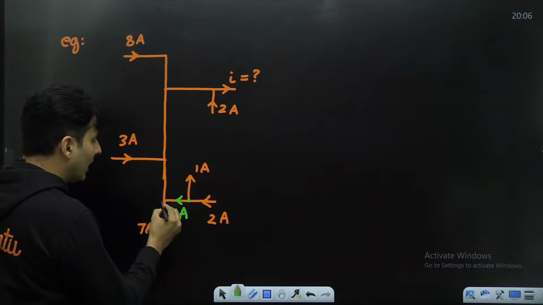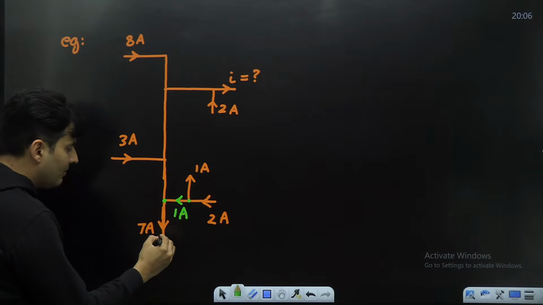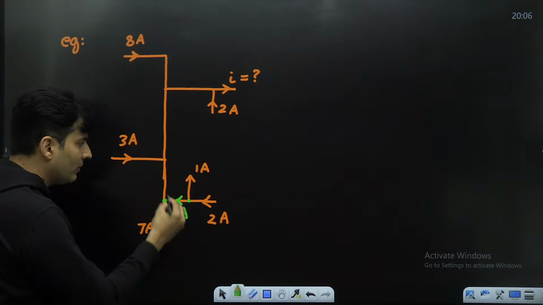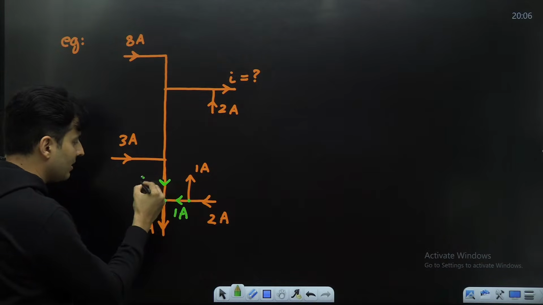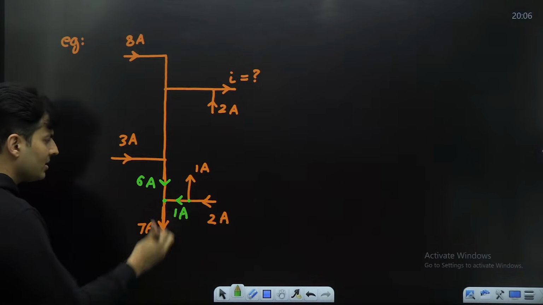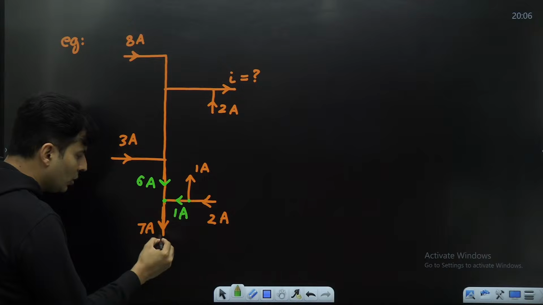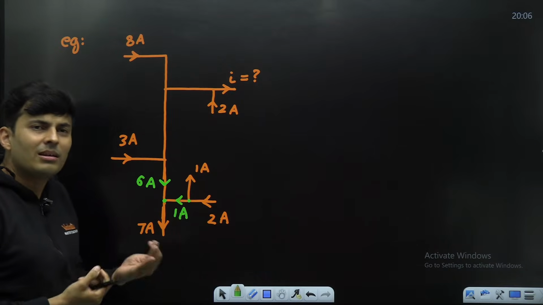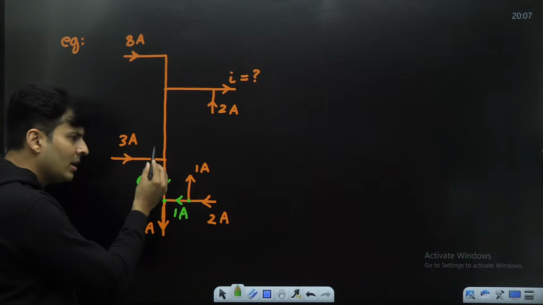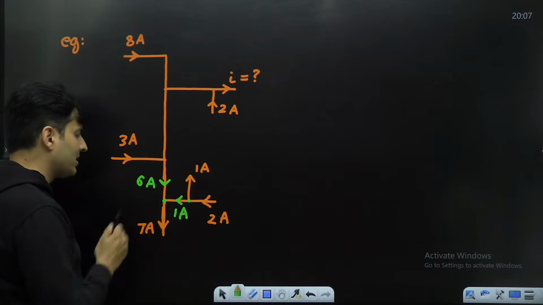Now, if you look at the next junction, 7 amperes is going out, 1 ampere is coming in. So there is a deficit of 6 amperes. So that 6 amperes should go in like this. Does that make sense to you, my dear warriors? Because 6 and 1 together make 7. You need to see the balance, the remainder. So 7 is going out, 1 is coming in, so 6 more should go in to make up 7.